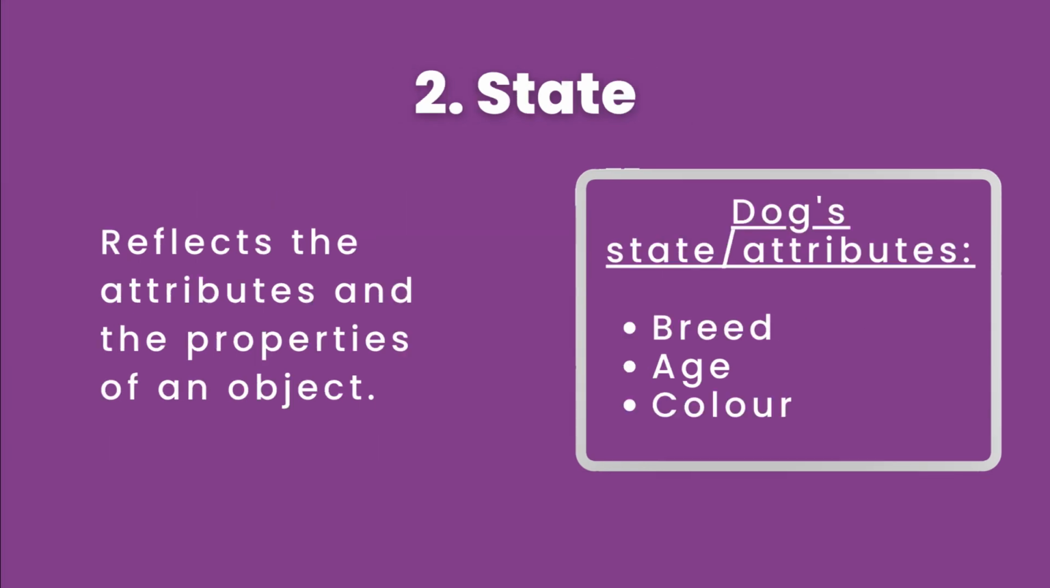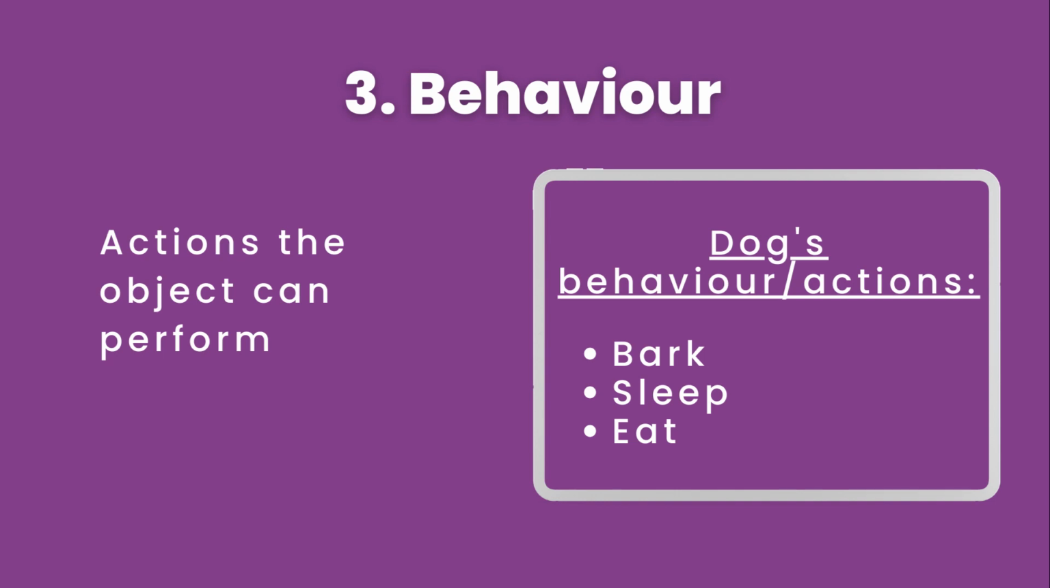The second thing an object consists of is state. The state of an object reflects the attributes and the properties of an object. Examples of a state or attributes of a dog are the dog's breed, age, and color. And the third thing an object consists of is behavior. The behavior of an object is the actions that the object can perform. For example, behaviors of a dog include barking, sleeping, and eating.